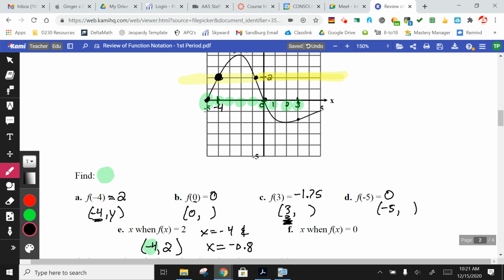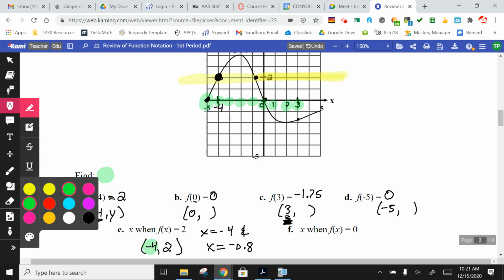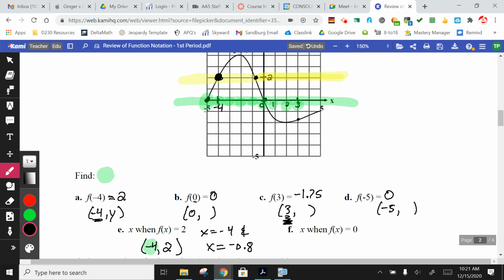All right. F, last one. Figure out where the y coordinate is 0. So I'll do this one in green. Here is where our y values are 0. Look to see, does our graph ever cross that green line where the y values are 0? And if it does, what x coordinates does it do it at? And there should again be 2 of them.